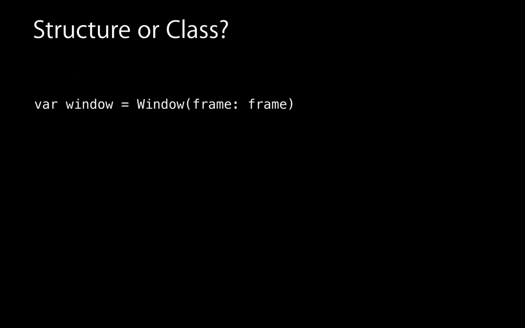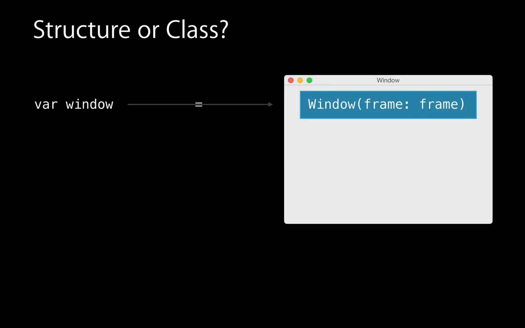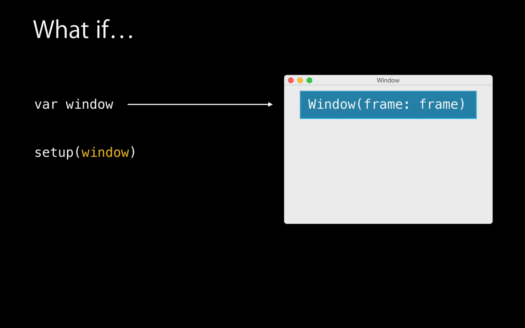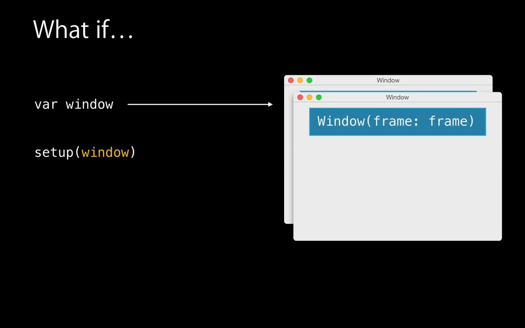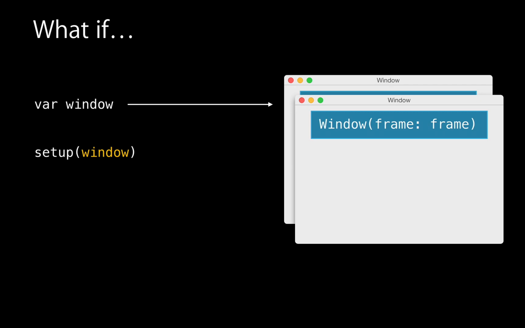So let's look at our window. I'm going to create a window. That means I get a window object. Right now, this is a reference to that object. But what if I declared my window as a structure? Well, structures are passed by value. That means the values are copied when they're passed around. So my setup function here would get a copy of my window. That seems weird. What would happen? Well, I'd probably get a second window on screen, and that doesn't feel right at all.